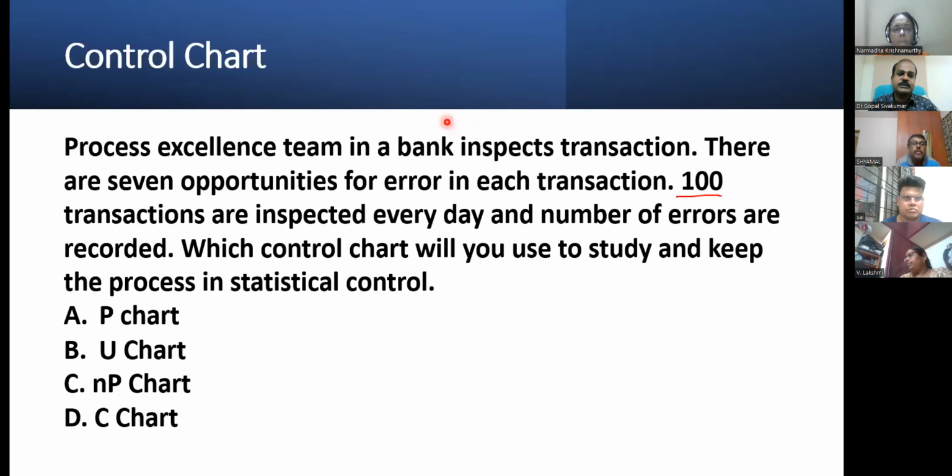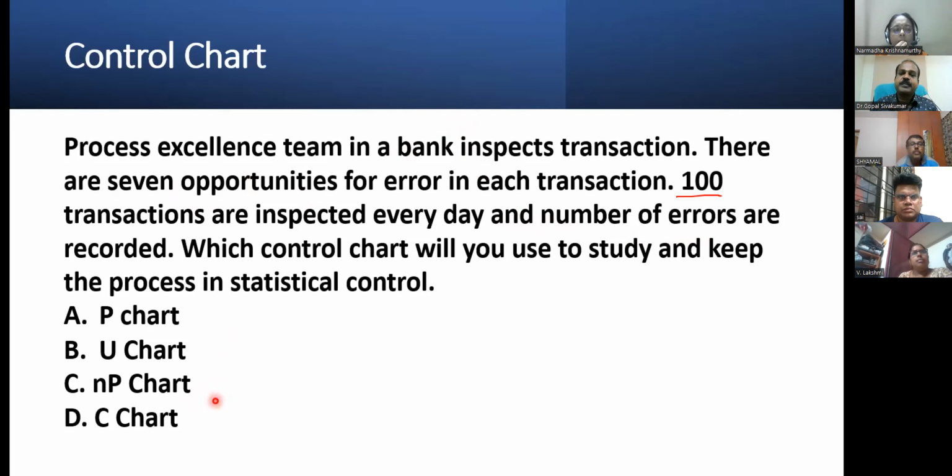Okay, next question. A process excellence team in a bank inspects transactions. There are 7 opportunities for error in each transaction. Opportunity means defects. 100 transactions are inspected every day. That means every day the number of samples is constant, and the number of errors or defects is recorded. Now, which control chart will you use to monitor and control the process? The C chart, sir.